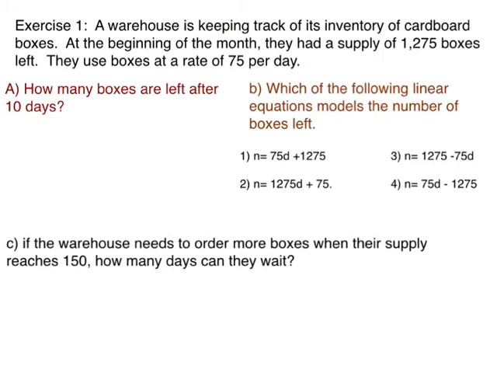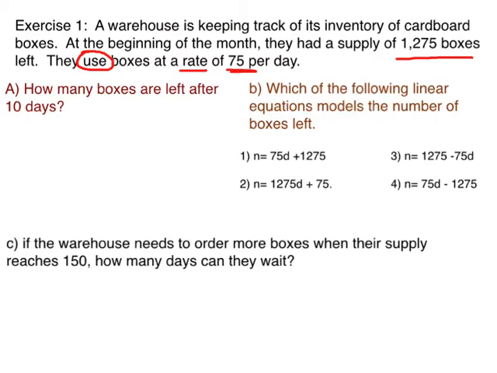They had a supply of 1,275 boxes. That's what they start with. They use the boxes. I want you to circle the word use. Rate of 75 boxes per day. So let's go to question B first. I would like you to pick which of these following linear equations models the number of boxes left.